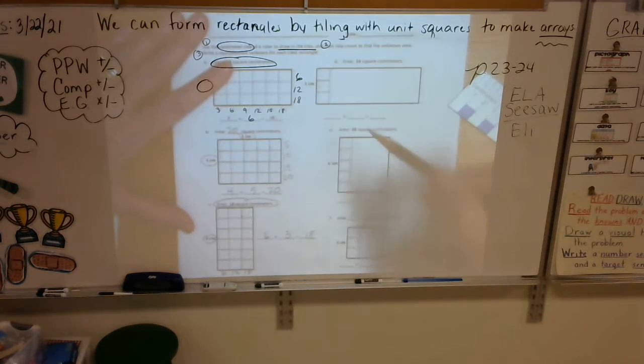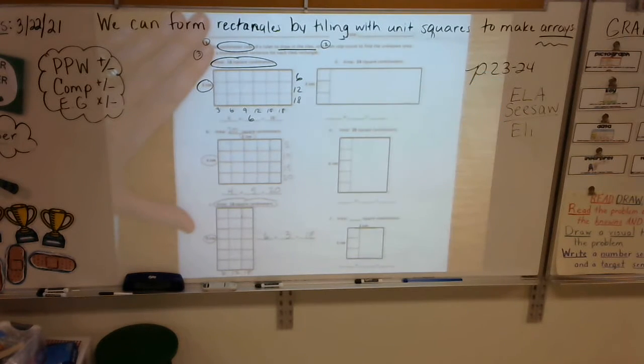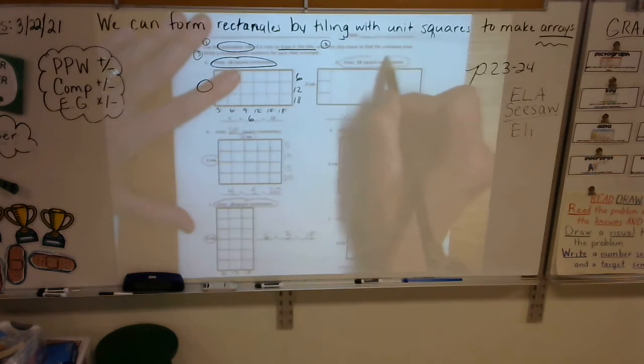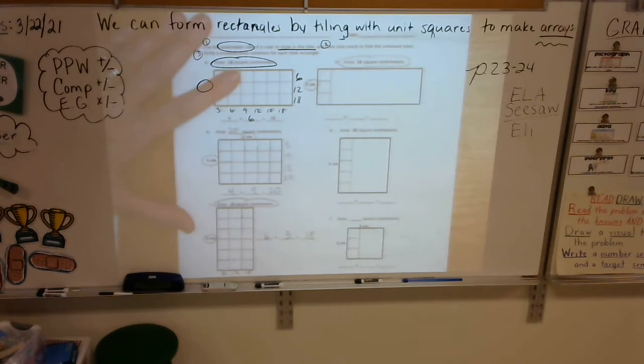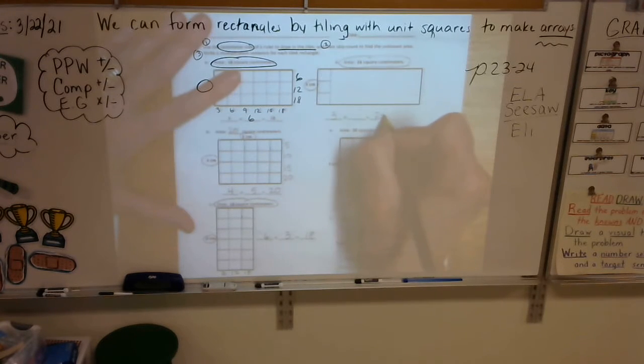Okay. Let's do another example up here. We're going to go to D. Go ahead and take a second and circle your knowns. Okay, hopefully you circled the area was 24 square centimeters. And the other known was this side length right here, which is 3. All right? So our number sentence will be 3 times what equals my total of 24.